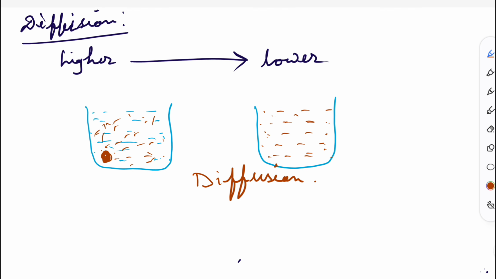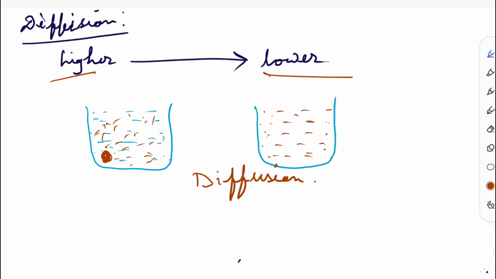Fine. Now a few more examples I will give. Suppose you take a perfume or an agarbatti and you spray it in the corner of a room. After some time you will see that the entire room smells of the agarbatti or the perfume. Why? Because the molecules are spread evenly from higher concentration to lower concentration.